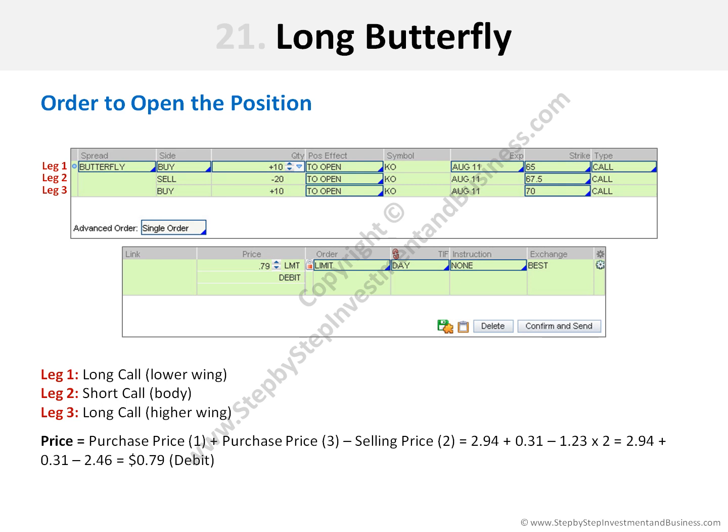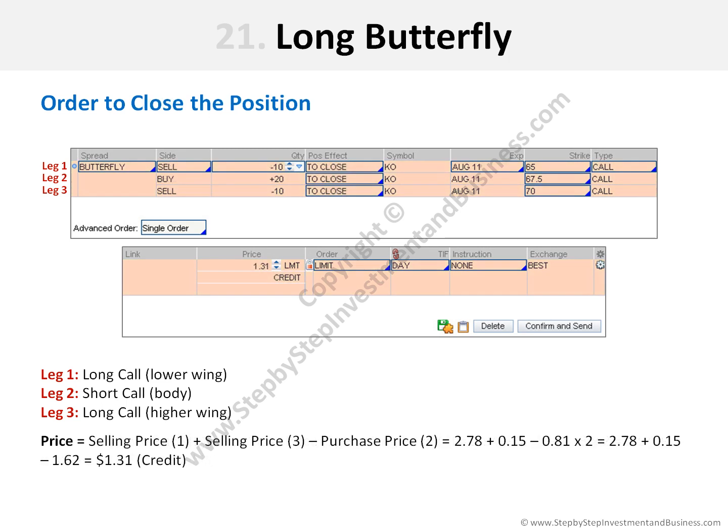The entered price is given by the difference between the purchase and selling prices, that is, the premium paid minus the premium received. In this case, 2.94 plus 0.31 minus 1.23 multiplied by 2, which is equal to 79 cents. This is the money, expressed per share, that will be debited from our account when the order is filled.